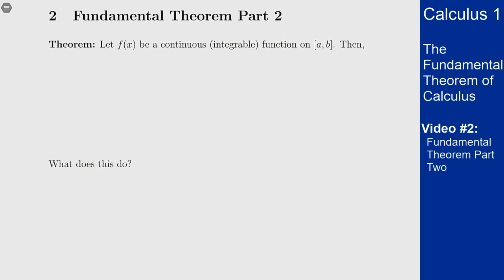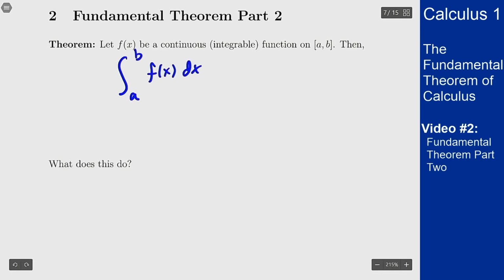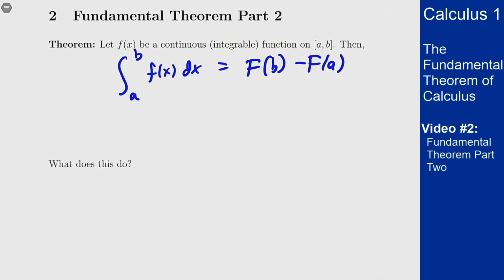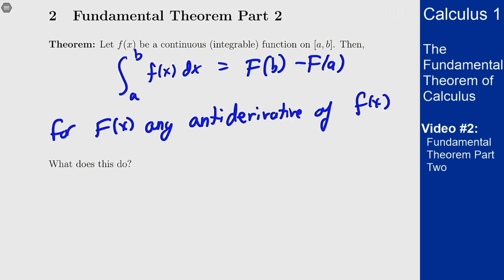Then what happens? Then the definite integral from a to b of f of x dx can be computed as F of b minus F of a, for capital F any antiderivative of little f, i.e. this big F is an indefinite integral of little f.